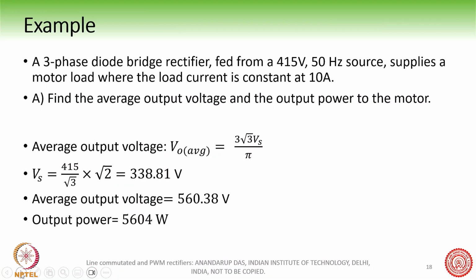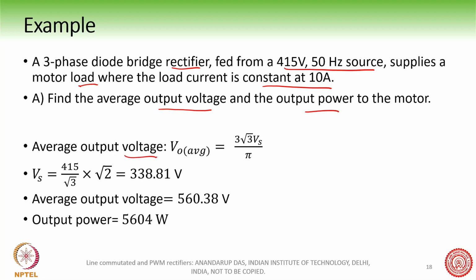So let us take a quick small example where we can find out how these values are obtained. Suppose a three-phase diode bridge rectifier is fed from a 415 volt 50 hertz source and supplies a motor load, and the load current is constant at 10 ampere. Find the average output voltage and the output power to the motor.